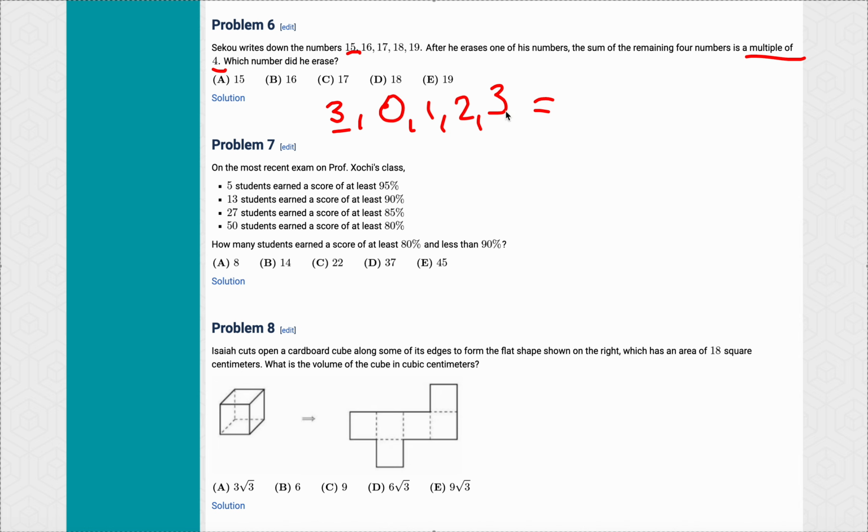Right now, the sum of these remainders is 3 plus 3, 6, plus another 3 is 9. So we want to remove one number that makes this a multiple of 4. That number is 1 because then we get 9 minus 1 equals 8, which is a multiple of 4. The 1 corresponds to 17, so that's the number we want to erase.